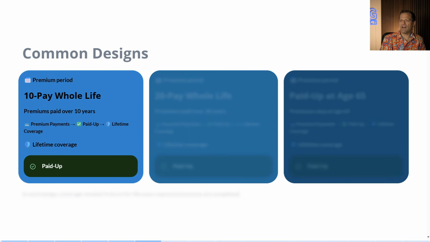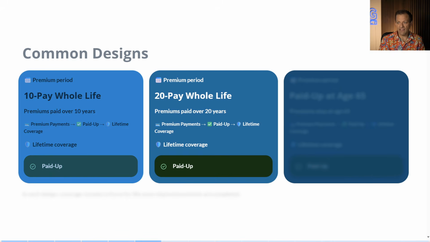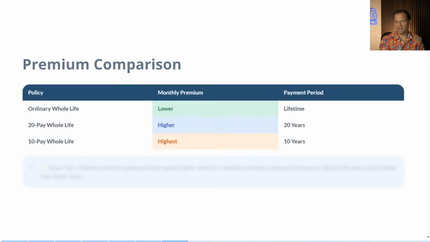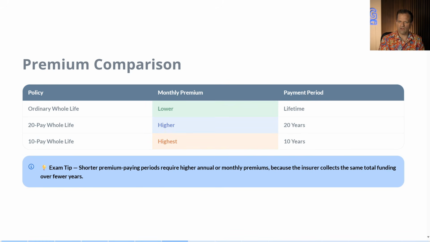So common designs of plans, like I said, you pay it for 10 years and it's paid up. You pay it for 20 years and it's paid up. And you pay it till age 65, kind of that idea of retirement, and then it's paid up, okay? So coverage remains in force for life once the premiums are completed. So here's the premium comparisons if you want to look through that. And they are higher the sooner you get done paying. In other words, if I'm 40 today and I pay 10 years instead of 20, I'm going to pay a higher premium to have my plan completed and paid up in 10 years versus 20. Does that make sense? So again, you can download this chart. It's important to understand the difference here at lifehealthexamcoach.com.